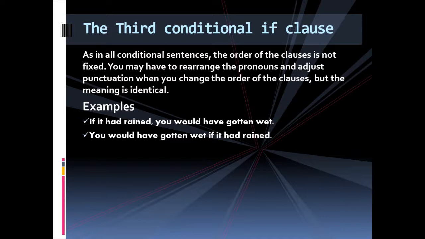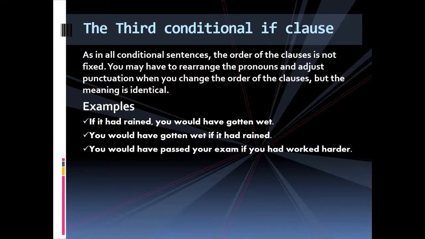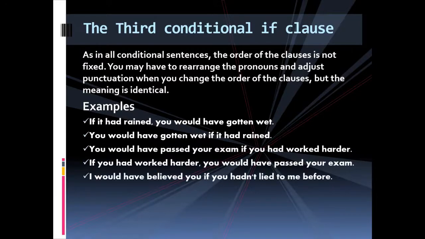When you are using the if clause at the beginning, you have to put a comma in between the if clause and the main clause. But if you start the sentence with the main clause and end with the if clause, you do not have to put any comma over here. This is the rule of conditional clauses. So some more examples are given here. Please look at them by yourself. All right? And learn it.